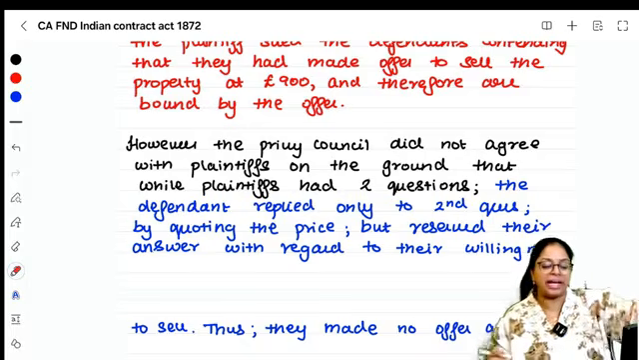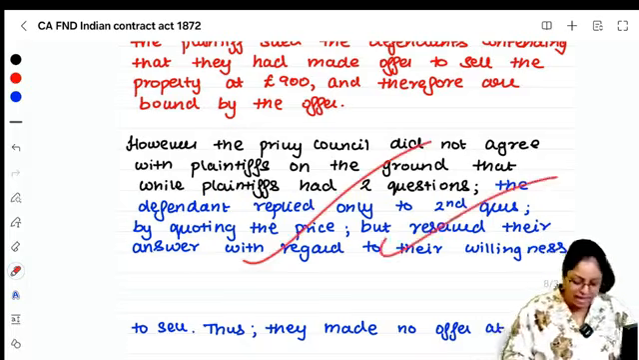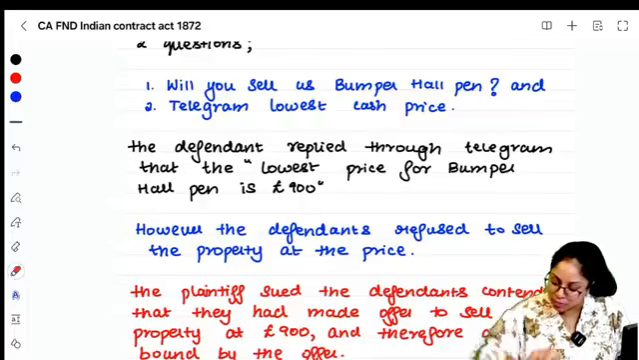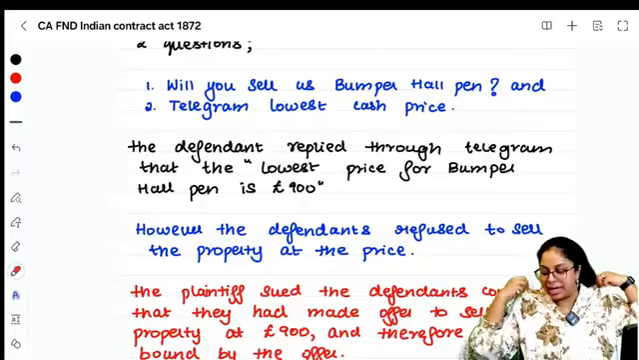An offer can be rejected. Very good, excellent people. An offer can be rejected, right? So invitation to offer is a precedent. It comes before an offer and it can be rejected.